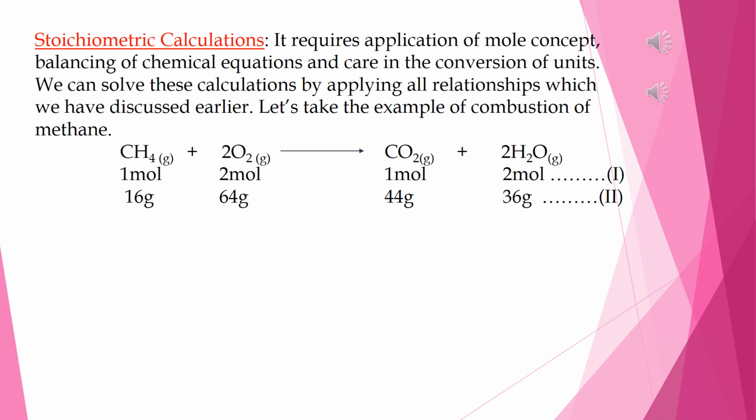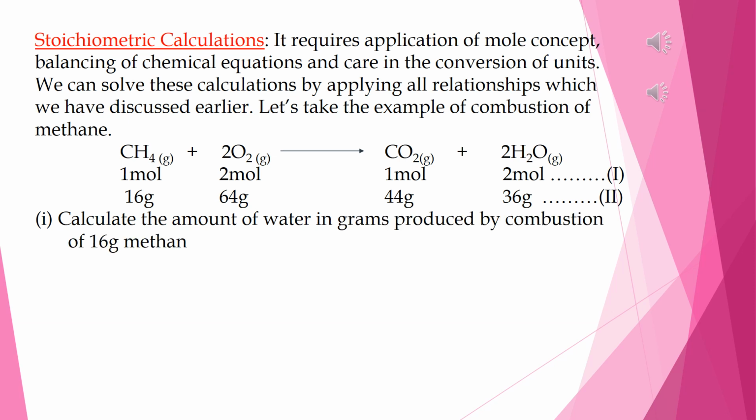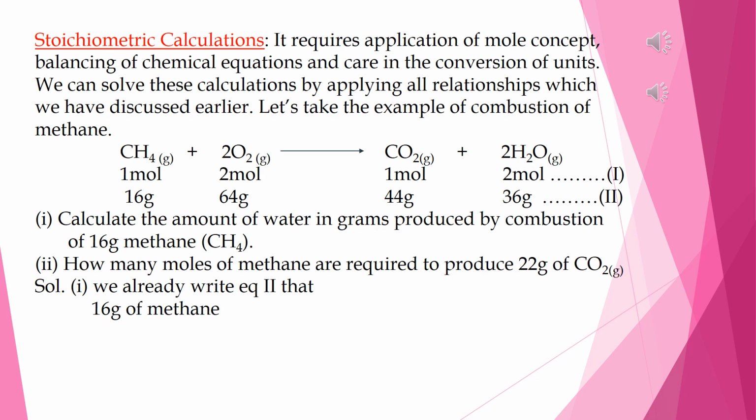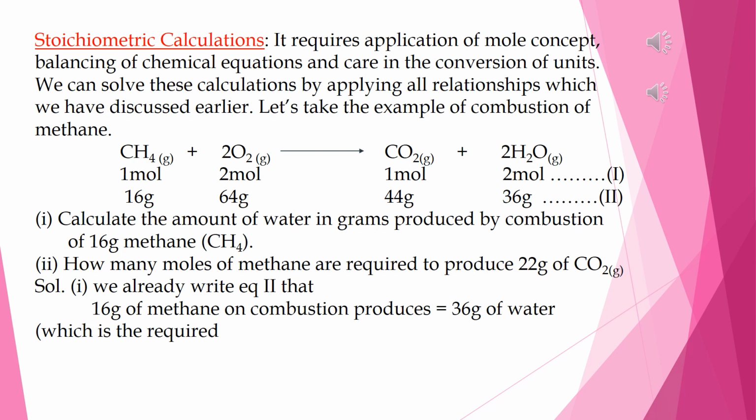So let's understand these relations by doing some numerical problems. First is calculate the amount of water in grams produced by combustion of 16 gram of methane. And second is how many moles of methane are required to produce 22 gram of carbon dioxide. As we already wrote in equation second, 16 gram of methane on combustion produces 36 gram of water. So this is the required answer. It comes out to be 36 gram of water.